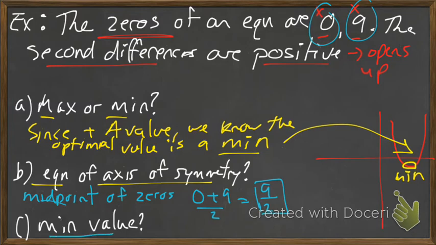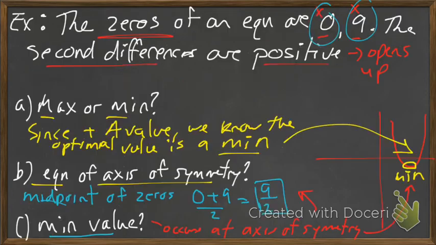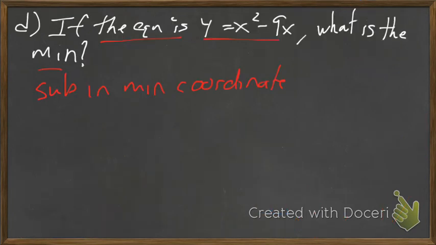Now, the minimum value. How can we actually find the minimum value? Well, the minimum value always occurs at the axis of symmetry. And we know the x value for that is 9 over 2. So, if we're given the equation y is equal to x squared minus 9x, what is the min? So all we have to do is sub in the min coordinate, which we found was our equation of symmetry right here.